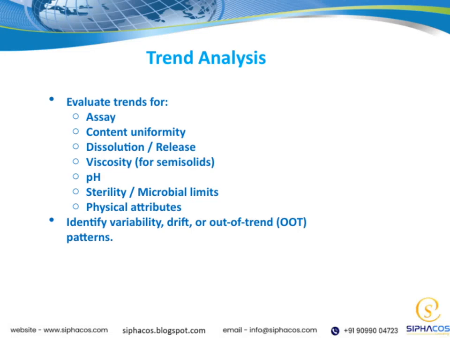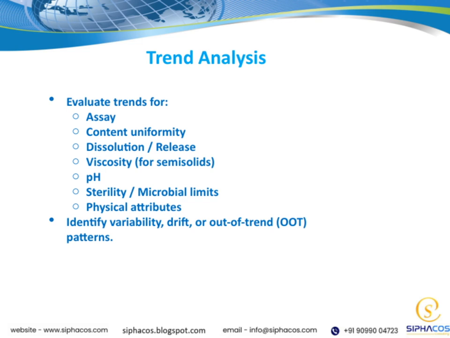Let's take a moment to discuss how we evaluate trends across various quality attributes. First, we look at assay results to ensure the active ingredient levels remain consistent over time. Next, we examine content uniformity to verify each batch maintains the same composition. Dissolution or release profiles are also important, as they tell us how the drug releases its active ingredient, which impacts efficacy. For semi-solids, viscosity is a key parameter. Tracking it helps us understand the product's consistency and performance.